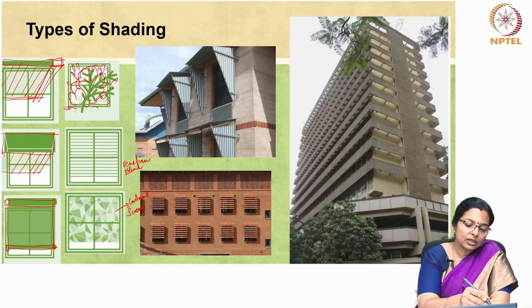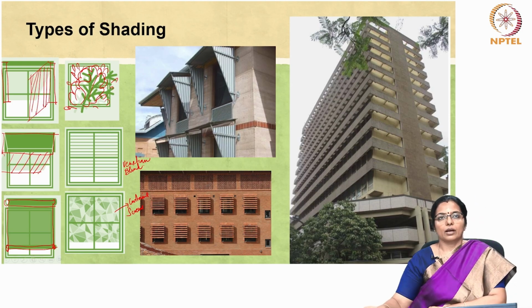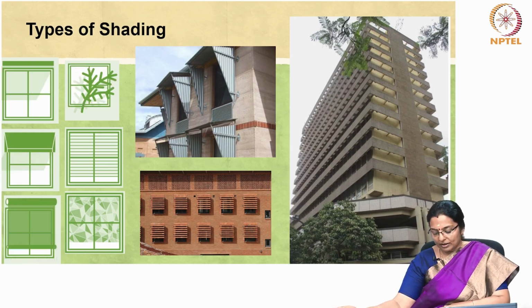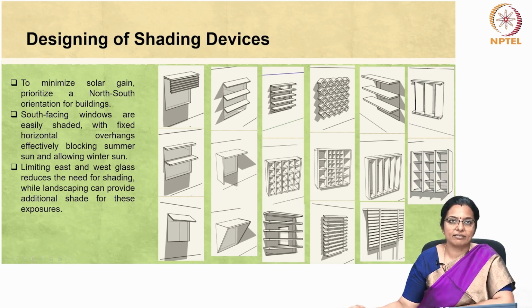Also, instead of the horizontal shade, we can also have vertical shading devices, vertical shades, which will shade the window effectively. So, these are very broad categorization of shading devices. We will continue.